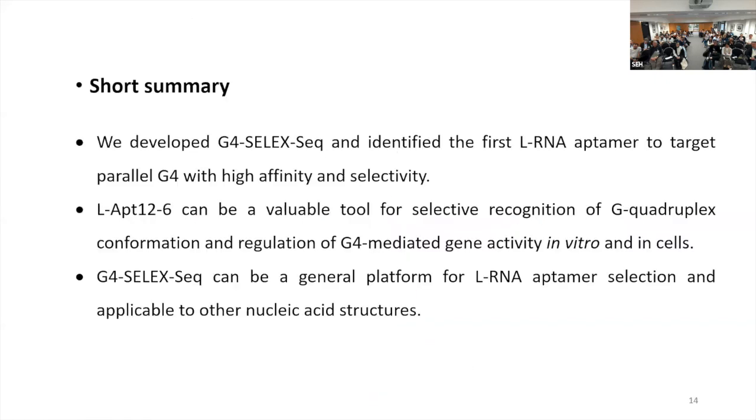In summary, we have developed the G4 select-seq selection method and identified the first L-form aptamer to target the parallel G4 with high affinity and selectivity. Our L aptamer 12.6 can be a valuable tool for selective recognition of G-quadruplex conformation. And our G4 select-seq can be a general platform for L-form aptamer selection and can also be applied to other nucleic acid structure targets.